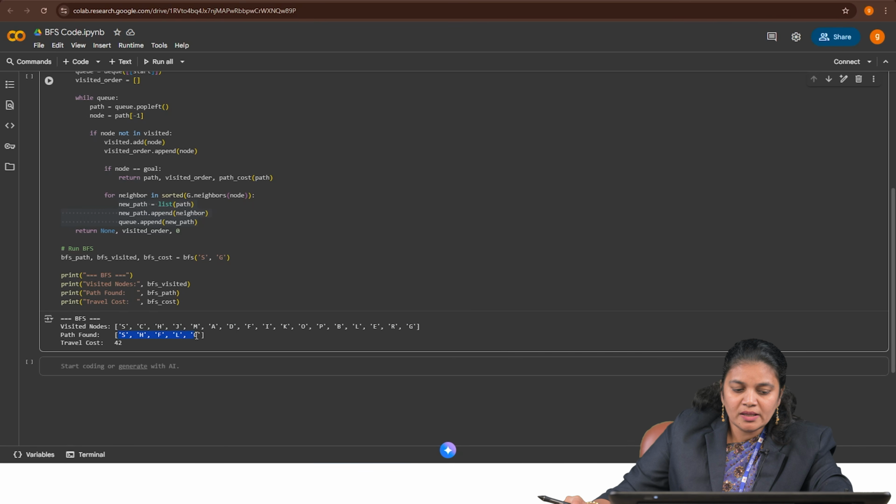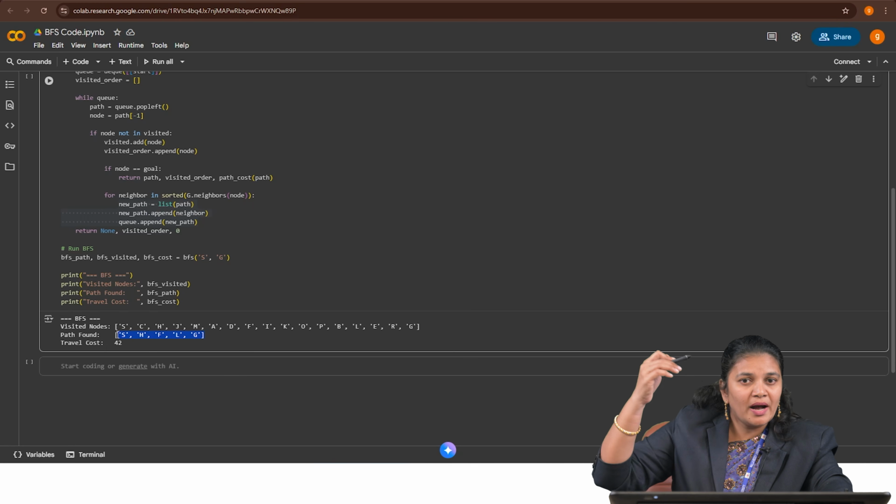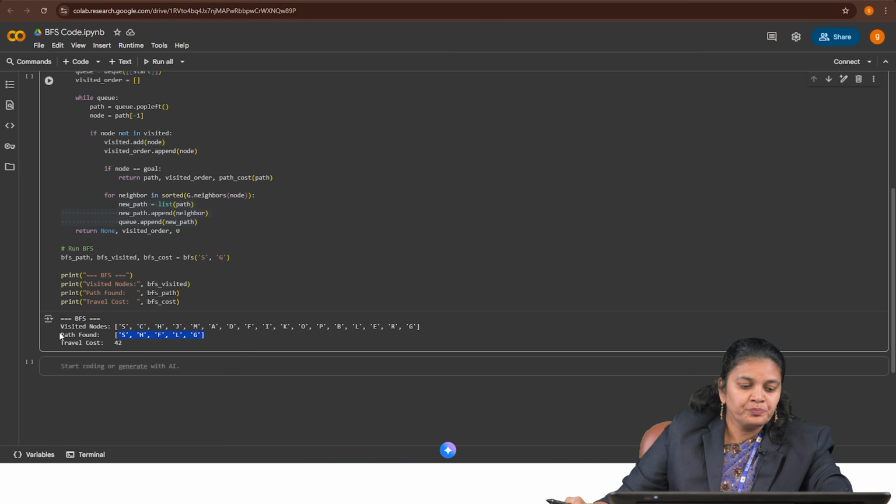And we got the path with 5 different nodes. Among all the visited nodes, we selected only this as the path. That reason also we have seen: we are tracking the path from the goal towards the root node by finding its parent one by one. And the total cost for traveling from the source to the destination goal point using breadth first search is 42.